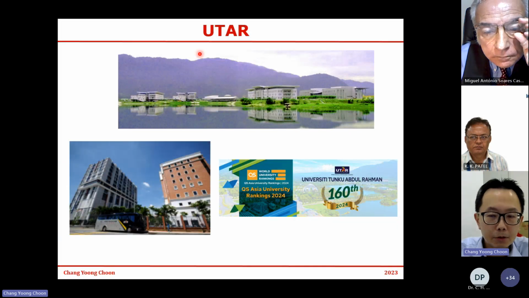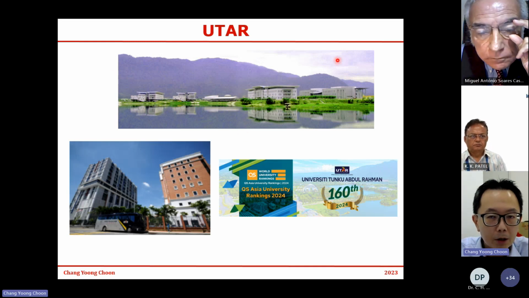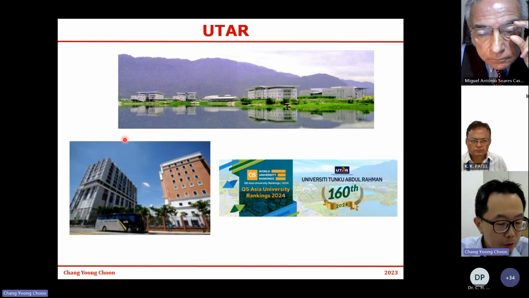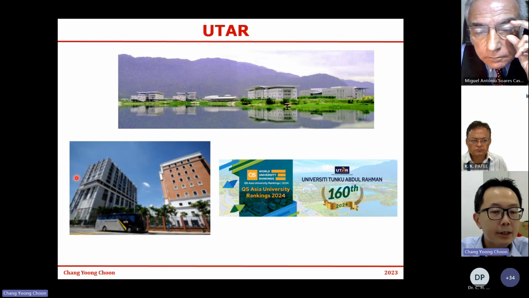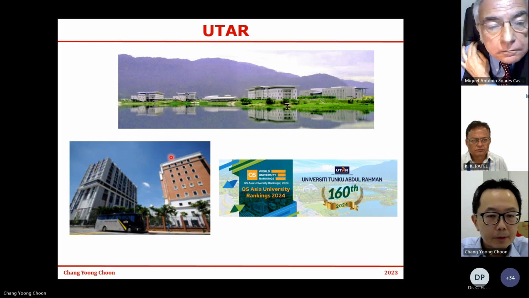A little bit about Utah. Utah has two campuses. This is a campus about 3 hours from Kuala Lumpur in Kampar. I'm based in the Kuala Lumpur city campus. Because it is a city campus, there are only 2 buildings. All in, we have about 20,000 students.